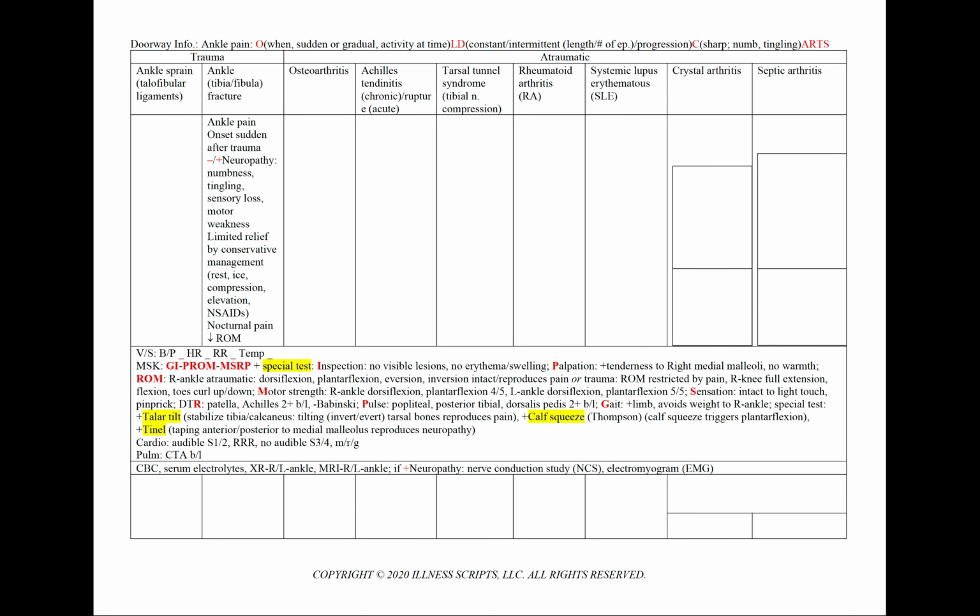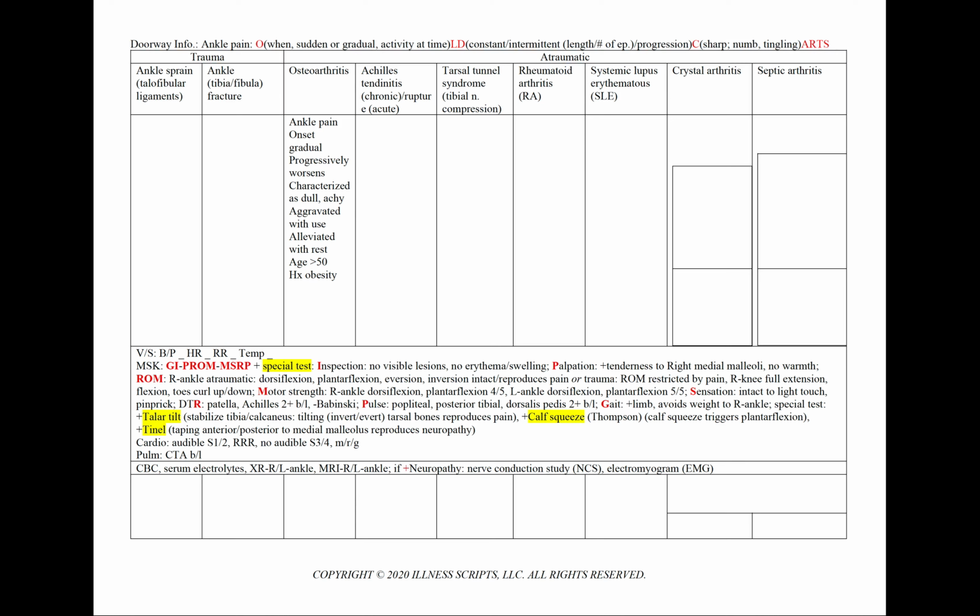In an ankle fracture, we'll find ankle pain. The onset too will be sudden after a trauma. Since the fracture can involve the underlying nerves, we could note a neuropathy or numbness, tingling, sensory loss, or a motor weakness, and we'll find now limited relief by conservative management because the underlying fracture has yet to be fixed. The fracture could also be producing pain at night, or nocturnal pain, and we'll find a decreased range of motion.